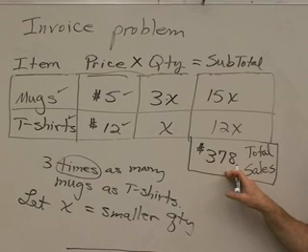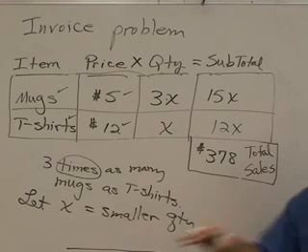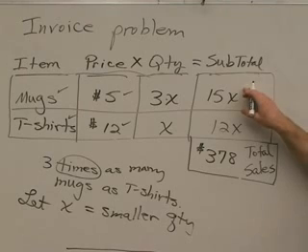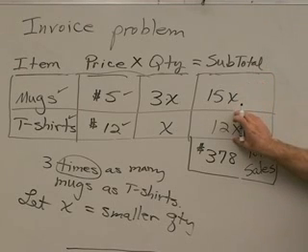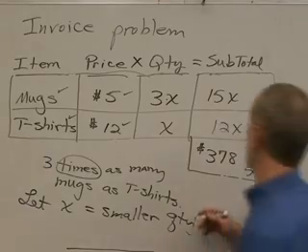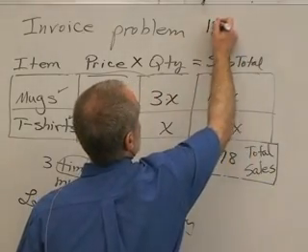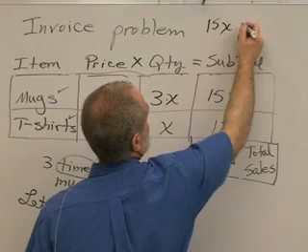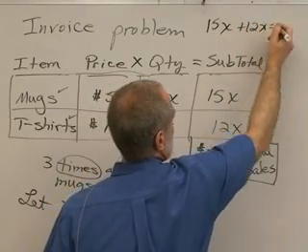You may be saying it, and I'm just not hearing it. We add them together, don't we? Okay. So we take this top number, add the middle number, and it equals the bottom. Okay? And that's our equation to solve. 15x plus 12x equals 378.